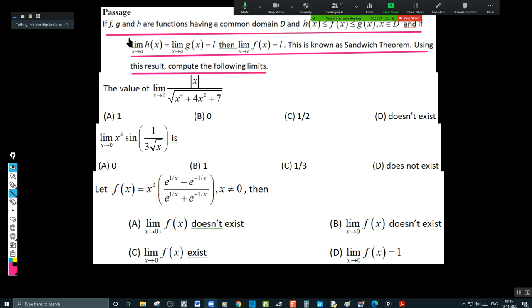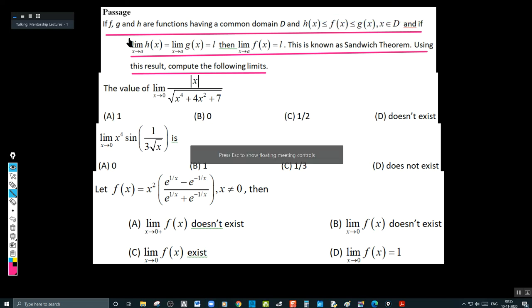Okay, so what is to be understood? This is the sandwich theorem, everyone knows. Very simple: the limits of h of x and g of x are defined, and in between there is f of x. Whatever the limit of h of x and g of x is, that will be the same limit value for f of x also. That is nothing but the sandwich theorem. Let us see that.